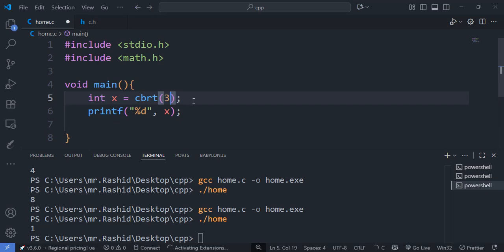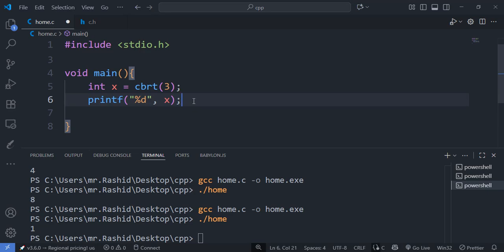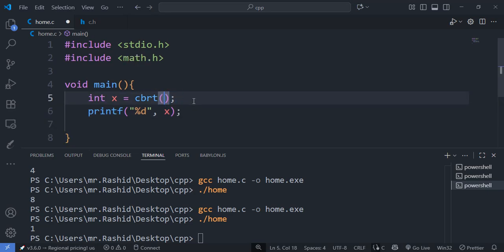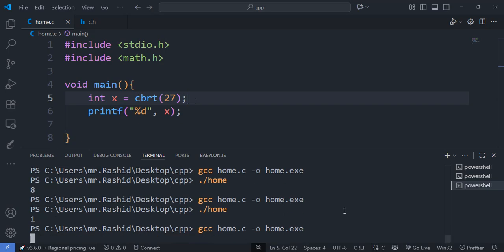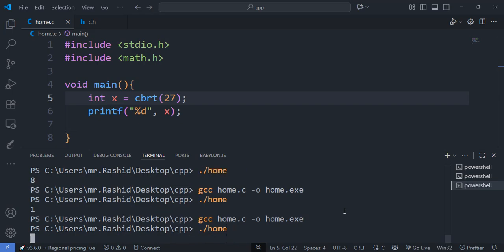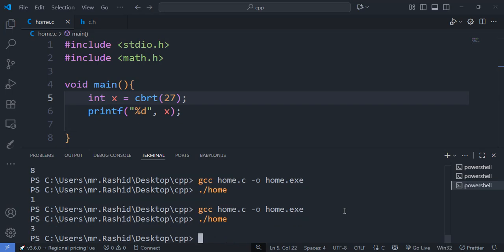Let us try to get the cube root of 27, instead of 4, because we know that 3 power 3, we are going to get 27. So if we do that and then compile and run, as you can see we get 3 out, because 3 power 3 is 27, and the cube root of 27 is 3, for those who know basic math.